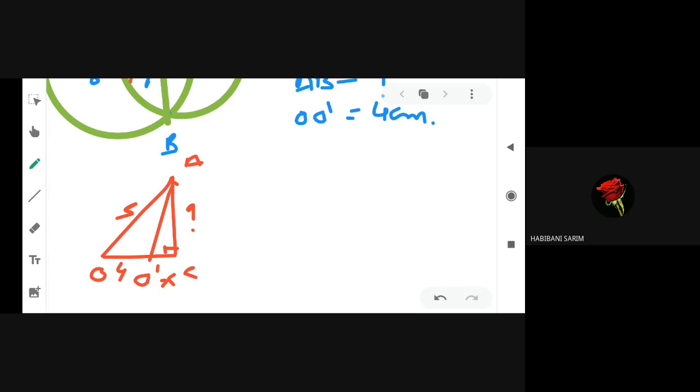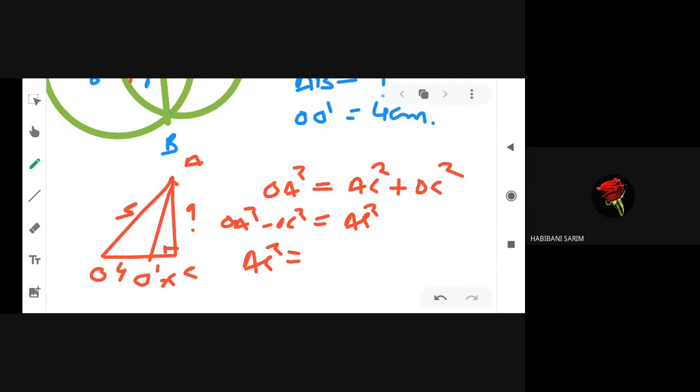So if we want to apply the Pythagoras theorem, we can apply that OA square, the hypotenuse, is equal to AC square plus OC square. Now we have to find AC square, so I am taking OC square to the left side. So AC square is equal to OA square, 5 square, minus OC square. OC means 4 plus x, otherwise we can write x plus 4 whole square.